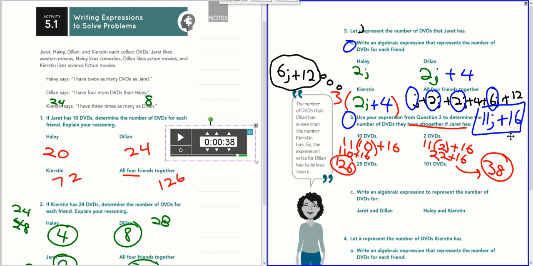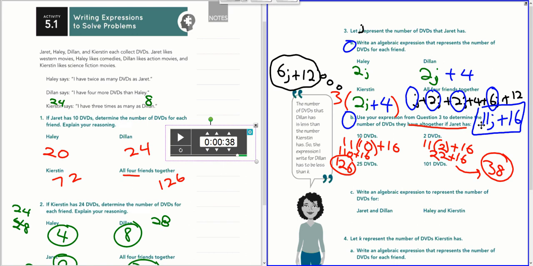Now, that seems like a lot of work, but once we have this expression set, we can plug all kinds of different numbers in for the number of DVDs that Jarrett has, and come up with a grand total. We don't have to do all the work that we did over here. To show you what I mean, if Jarrett has 10 DVDs, we do 11 times 10 plus 16. Well, it's 110 plus 16, or 126. Same thing as over here. So it proves that this expression works.